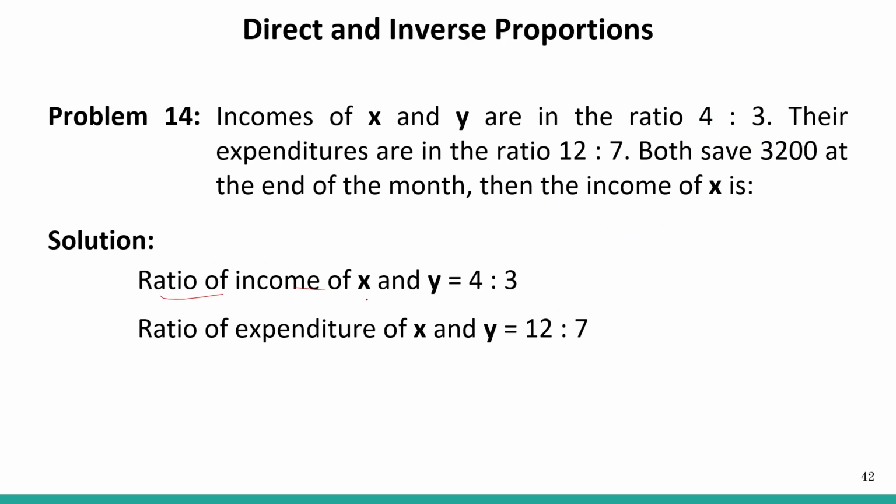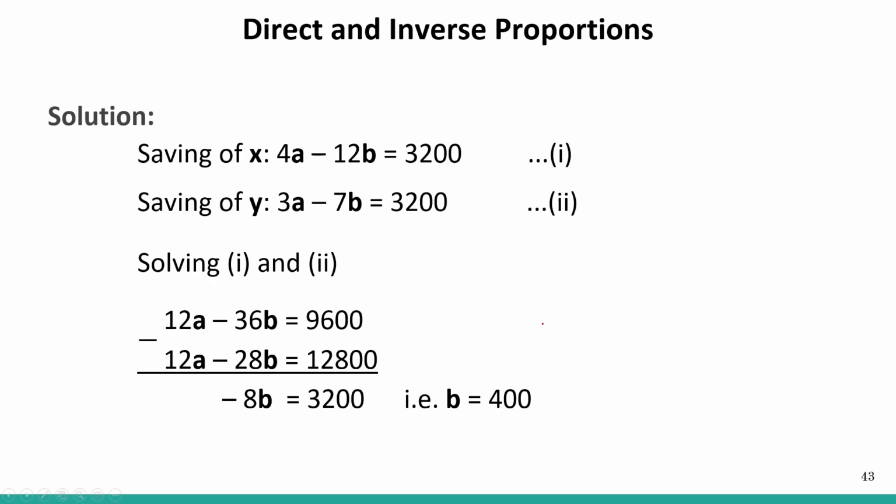So the ratio of income of x and y is equal to 4:3, and the ratio of expenditure of x and y is equal to 12:7, right? So savings of x is equal to what? 4a minus 12b is equal to 3,200, and 3a minus 7b is equal to 3,200.